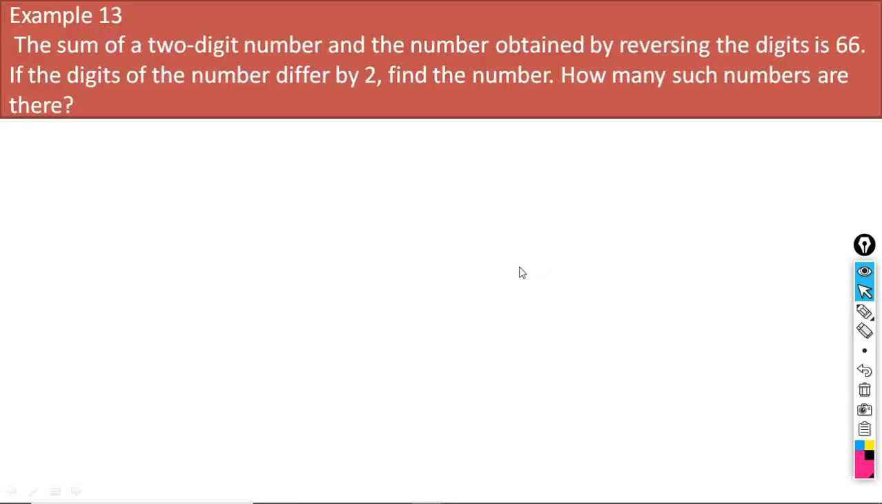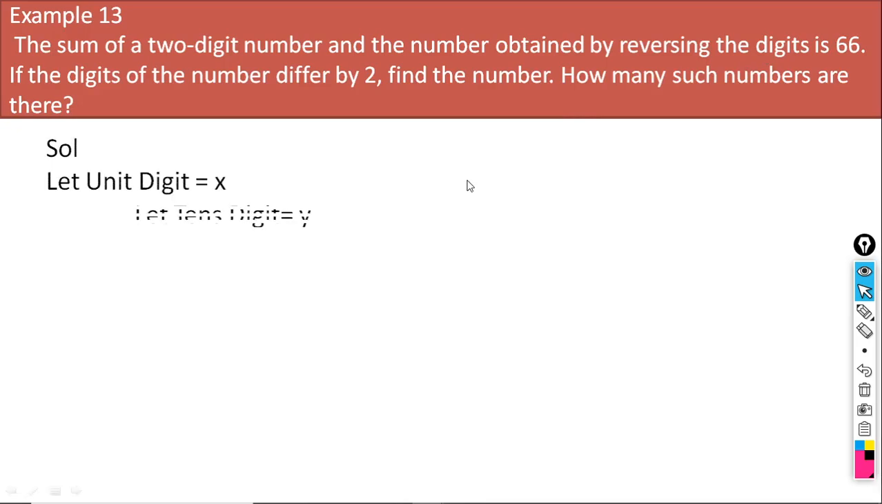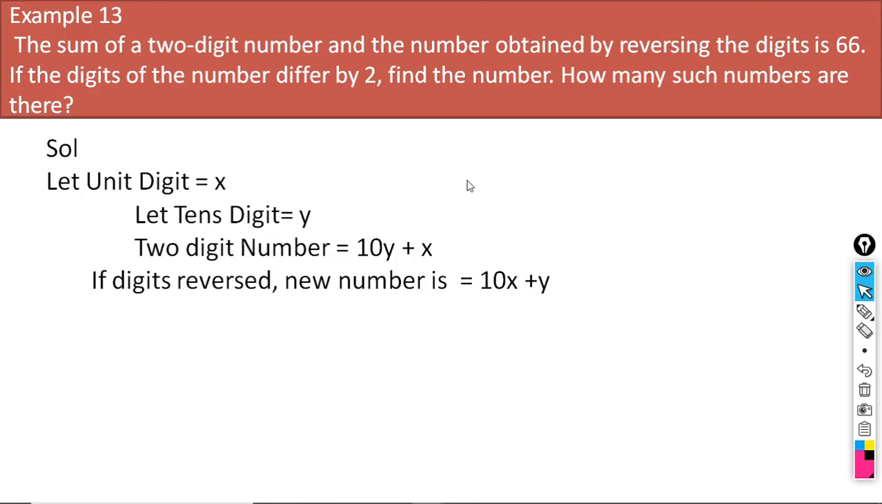Let us try another problem. In this problem, the sum of a two-digit number and the number obtained by reversing the digits is 66. So we begin with this problem in the same way. We consider the unit digit x and the tens digit y, the original number is 10y plus x, and the new number by interchange is 10x plus y.